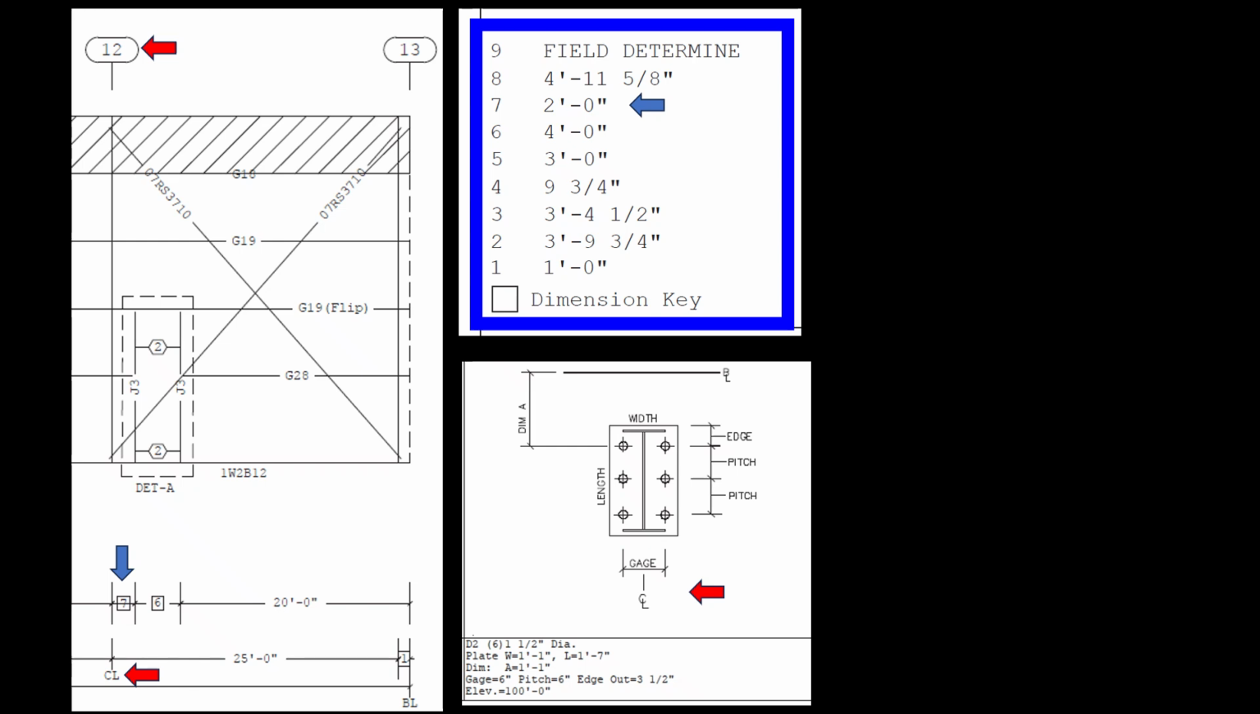The blue arrow points to the number 7. If you look at the chart and key, the number 7 means 2 foot. So this drawing is telling you that the jamb or edge channel for the framed opening is supposed to be 2 foot off the center line of column line 12.